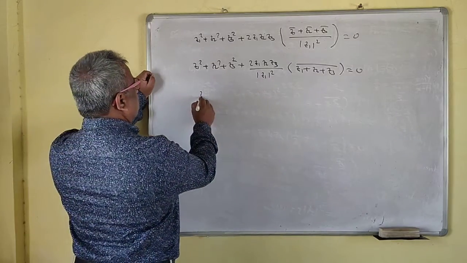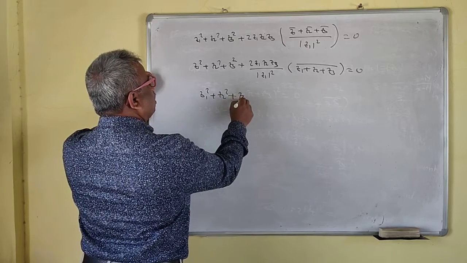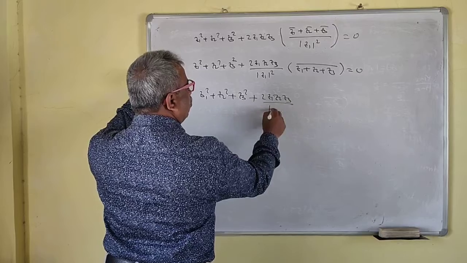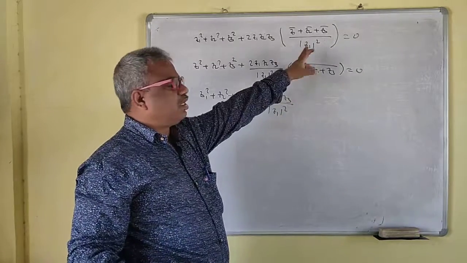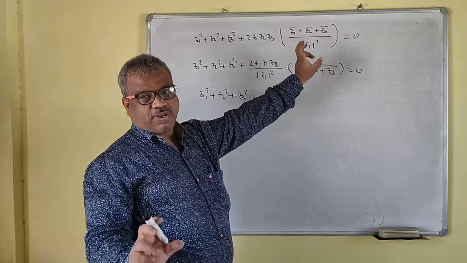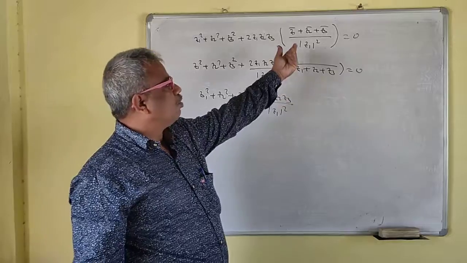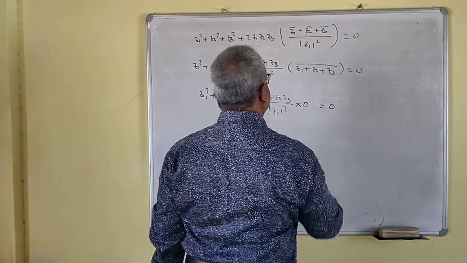So this will be z1 square plus z2 square plus z3 square plus 2 times z1 z2 z3 upon mod of z1 square. You may write z2 square or z3 square here, whatever you want. This is not important now, but write only one: mod of z1 square, or mod of z2 square, or mod of z3 square, into 0 is equal to 0.